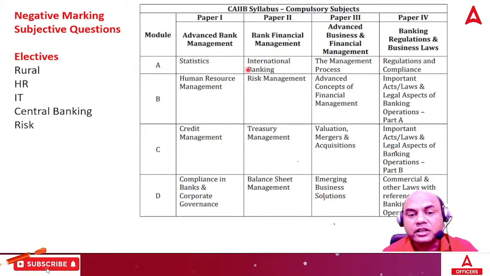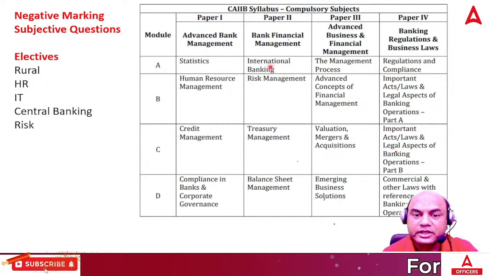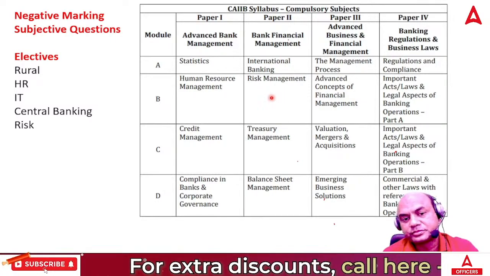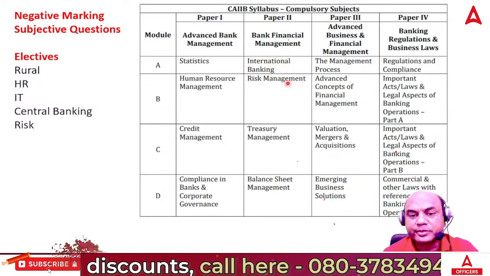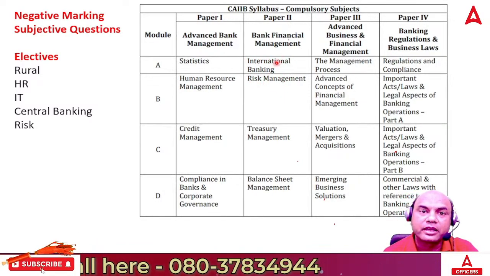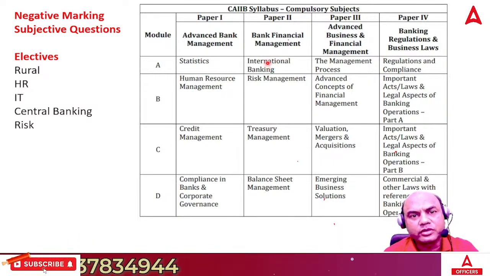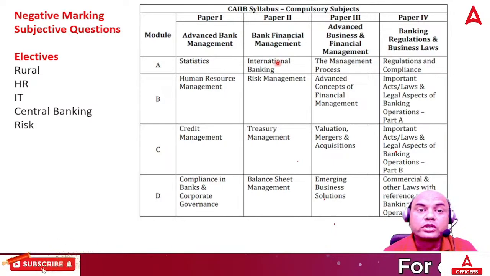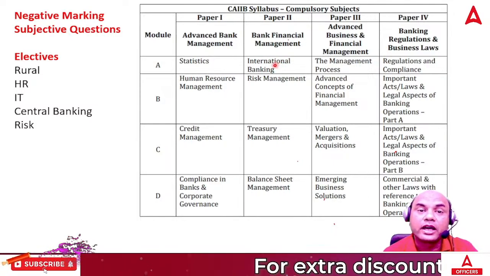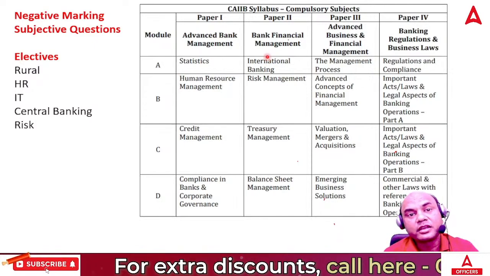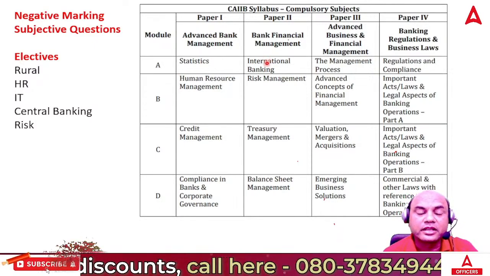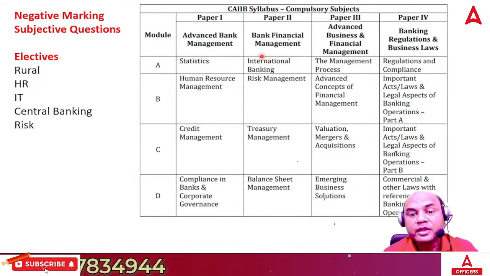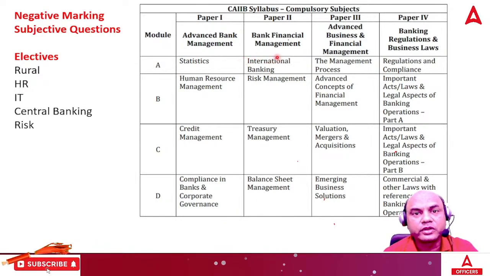Now in BFM, module A is the toughest one, module B is the toughest one. These 2 are the toughest modules in BFM: international banking and risk management. What is there in international banking? All the forex related numericals, forex loans, roles of various agencies including RBI, FEDAI, then Exim Bank, ECGC. So this is a quite tough module as such.